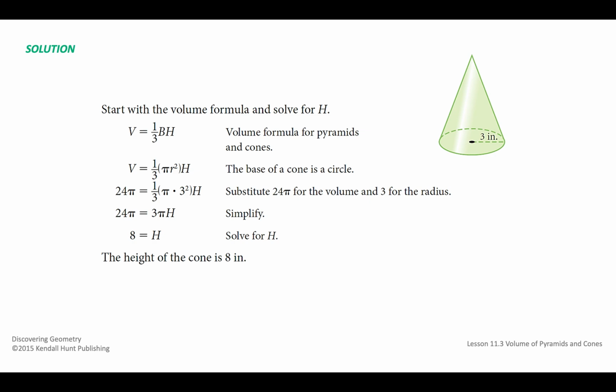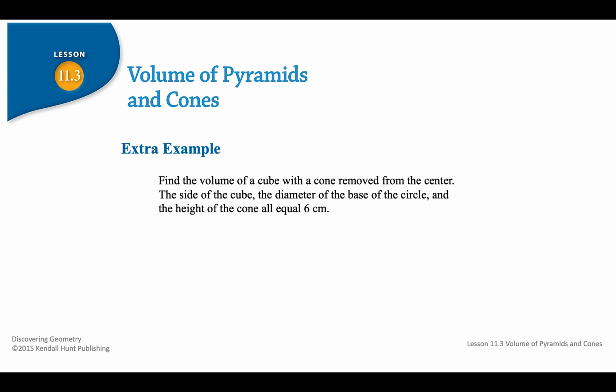Okay, a couple other examples, and then I'll let you try the homework, which is an exit ticket. Volume of pyramids and cones is still what we're working on. The extra example is find the volume of a cube with a cone removed from the center. The side of the cube, the diameter of the base of the circle, and the height of the cone are all 6.